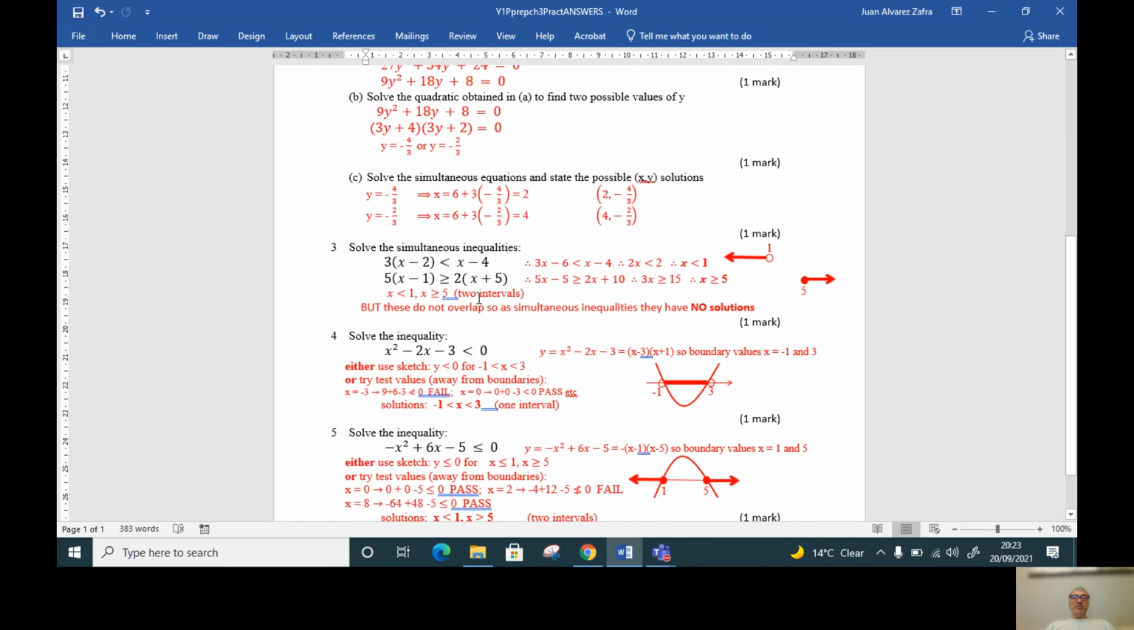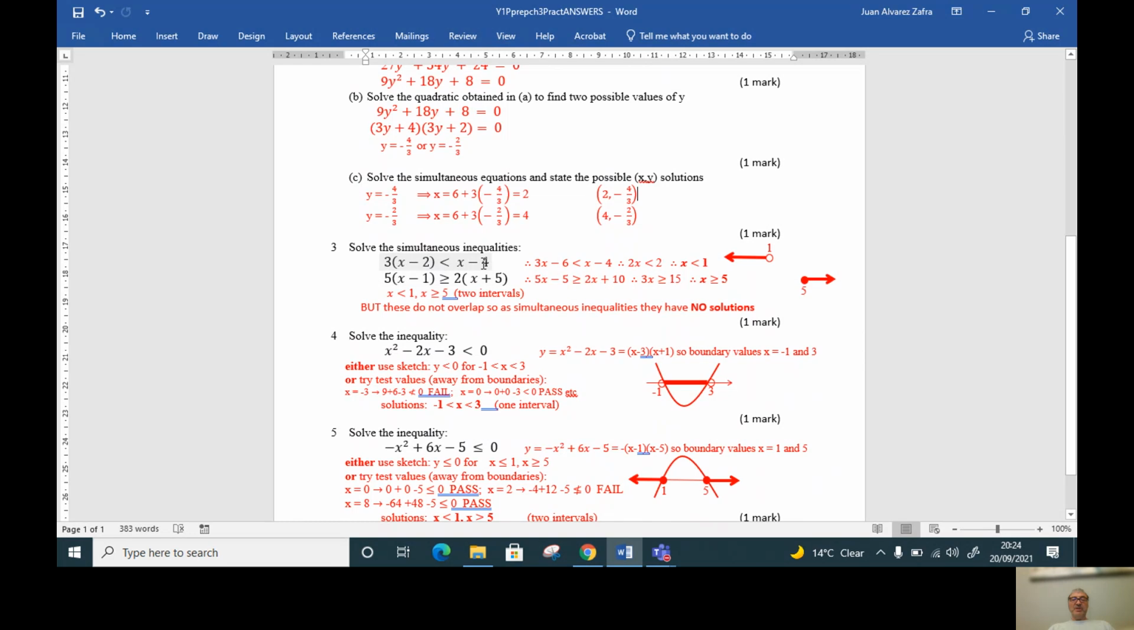Equation 3, we have simultaneous equations. Now for linear equations, you can just manipulate inequalities like linear equations. So we can multiply or divide by a positive, we can add or subtract anything, but if we multiply or divide by a negative, we have to reverse the inequality.